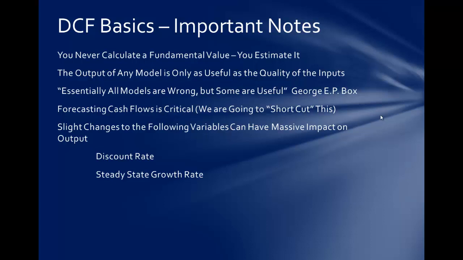I told you at the beginning of these modules we were going to shortcut some important things for the sake of time. This is one of those things we're going to shortcut, but you should have learned in previous classes how to effectively forecast cash flows. Also remember, slight changes to the following variables can have a massive impact on the output, specifically the discount rate and the steady state growth rate. So essentially, discount rate, steady state growth rate, and forecasted cash flows, those are your critical inputs. If those are off, then you can't trust the output from the model.